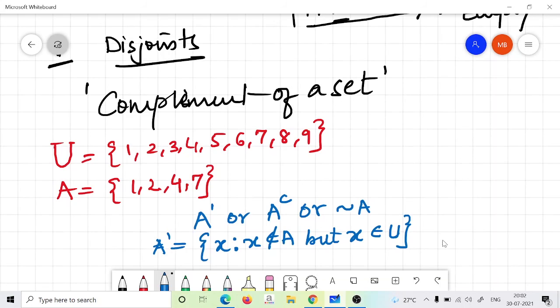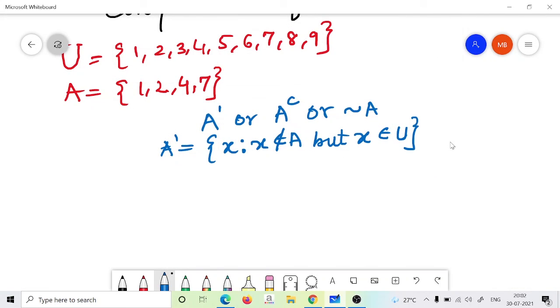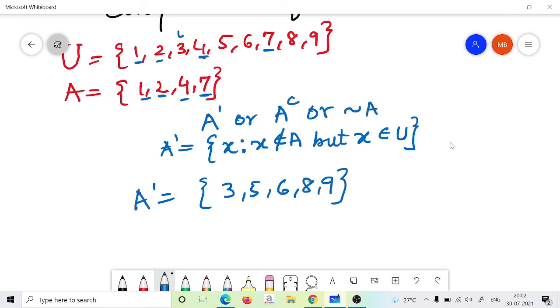So what are the elements here in our example that do not belong to A but belong to the universal set? Let us begin with 1. 1 belongs to A, so 1 cannot be an element of A complement. 2 also belongs to A, so it cannot be an element of A complement. 4 belongs to A, so we cannot choose 4. 7 also belongs to A, so we cannot choose 7. So what will be A complement? A complement will be 3, 5, 6, 8 and 9. So A complement is the set of elements which belong to the universal set but do not belong to set A.